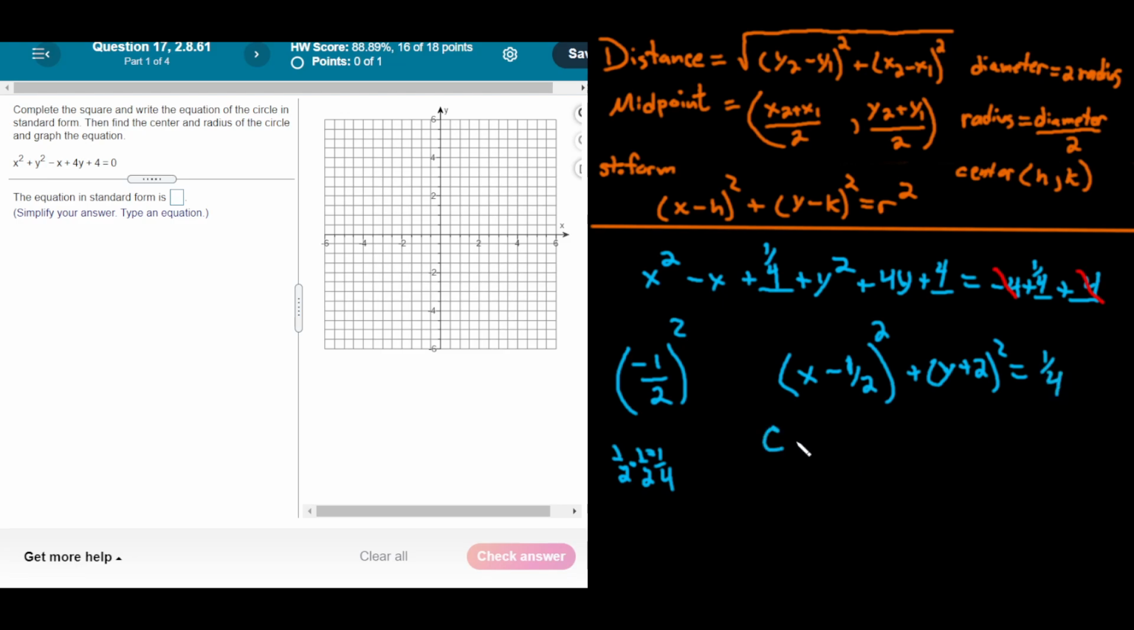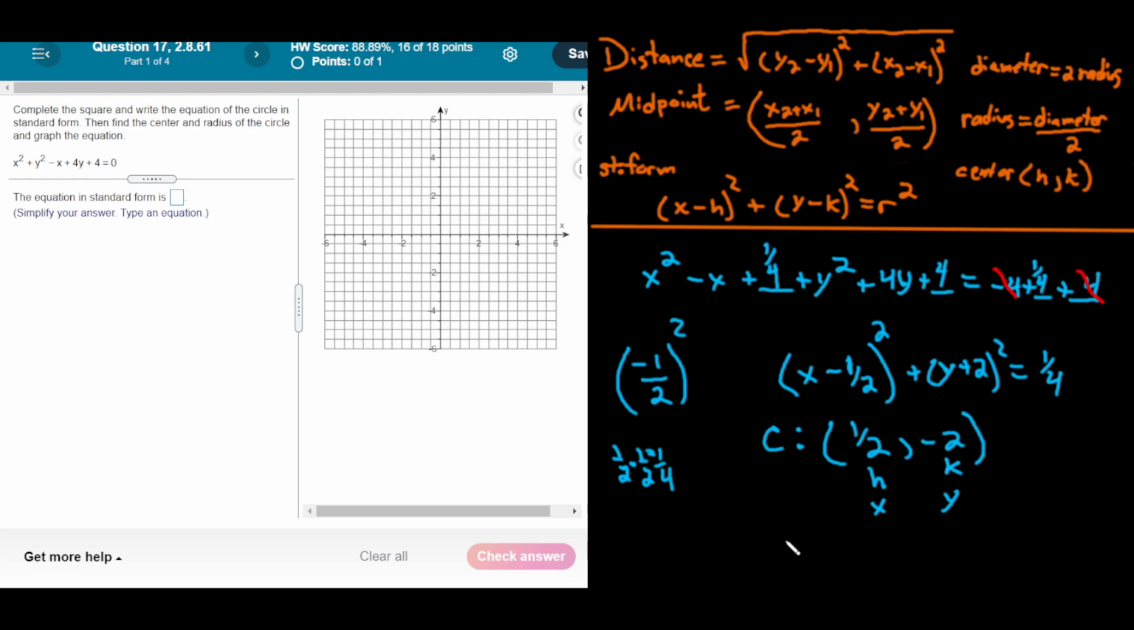So the center is going to be the opposite of this, 1/2 for your x, which is your h. I want to put both of them like that so you know that they're the same. And over here, we have the opposite of this, which is -2, which is your k, which you know is y.